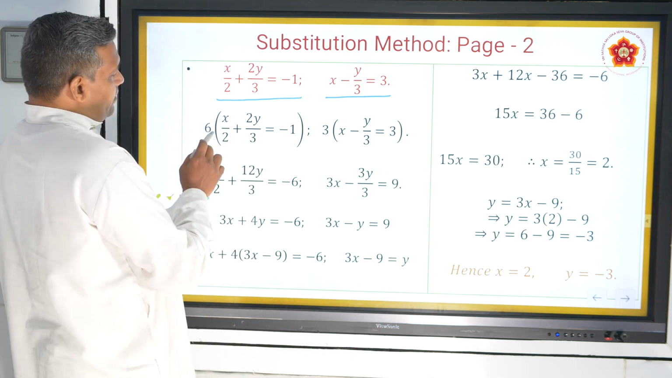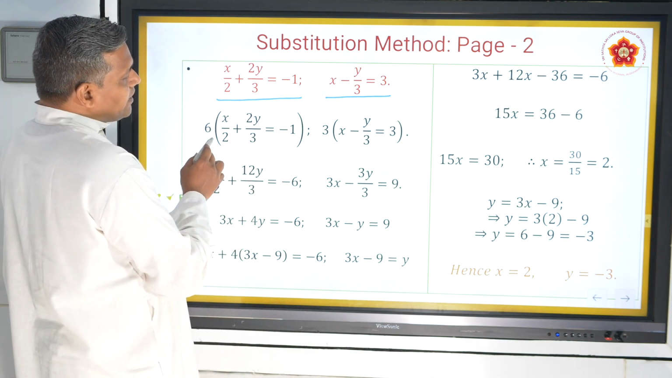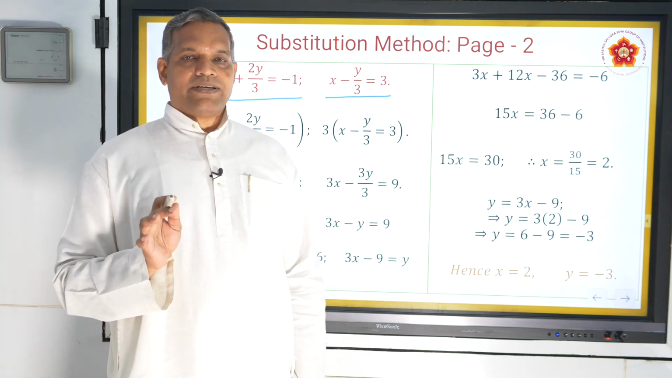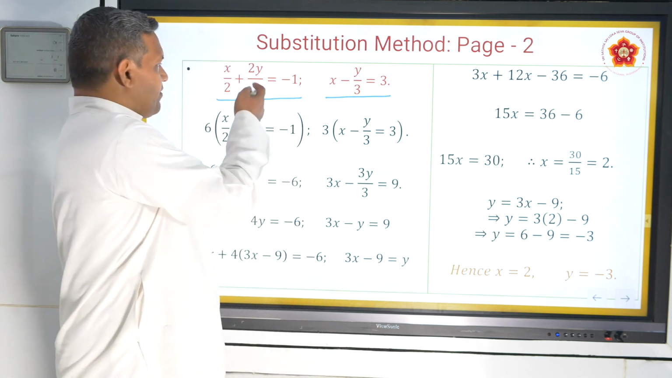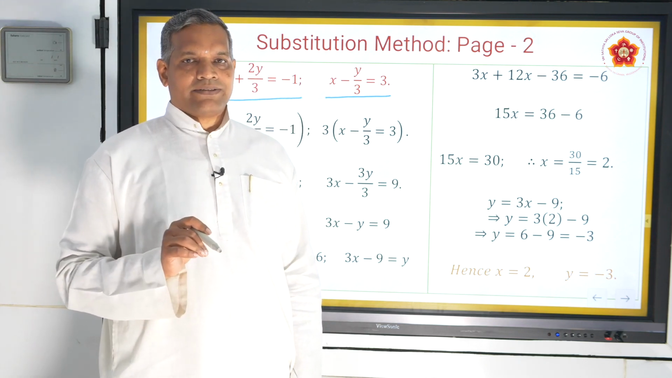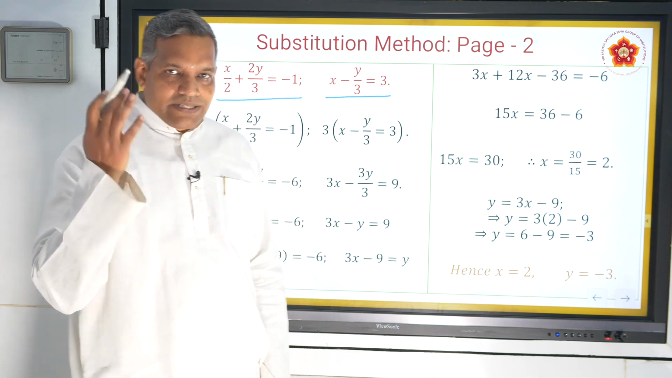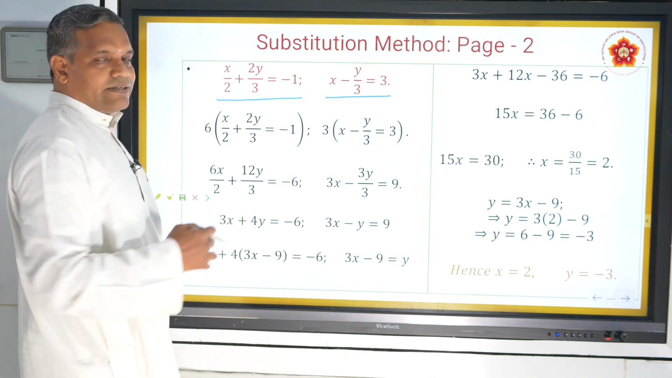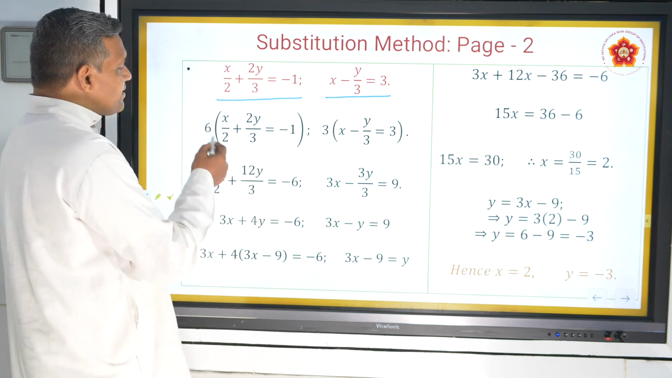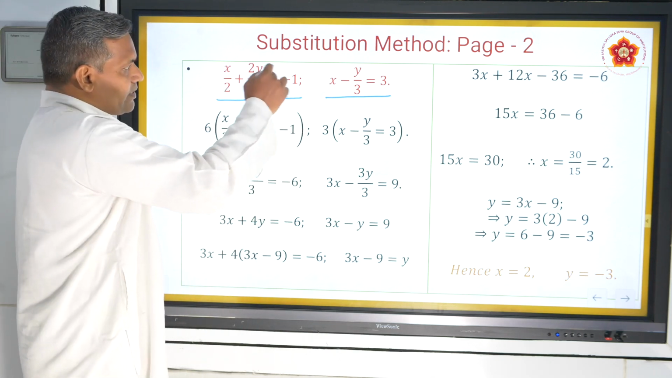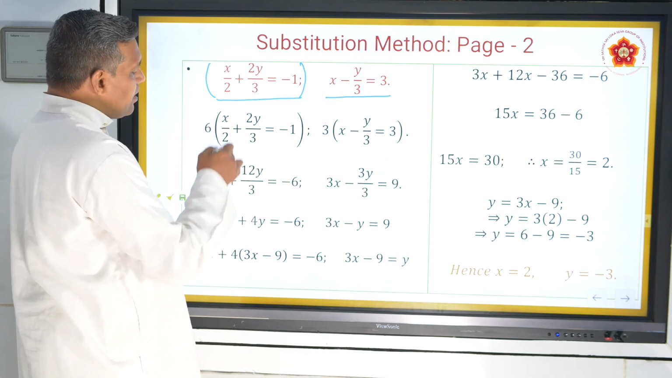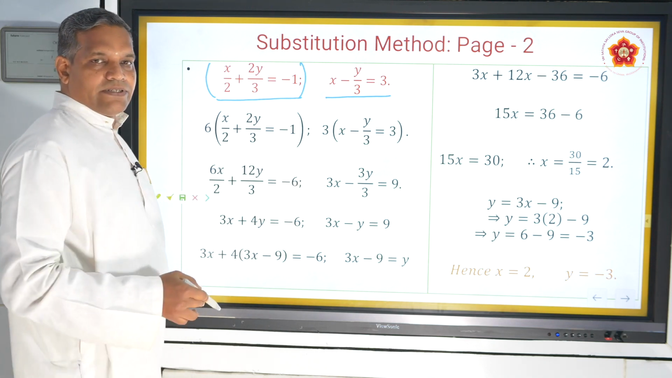What am I doing here? I am not comfortable at all seeing the fractions divided by 3, divided by 2, divided by 3. I don't want those equations at all. Then what should I do? Imagine what the LCM of 2 and 3 is. Obviously 6. Take 6 and multiply the whole equation, including LHS and RHS, by 6. Then it cancels and you will get a plain equation.